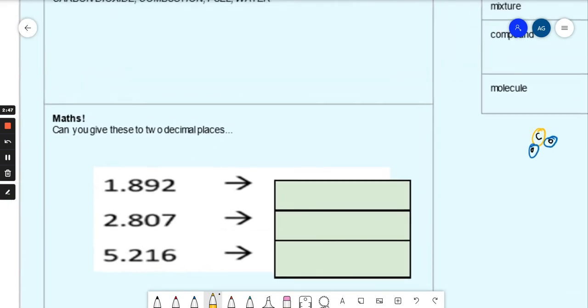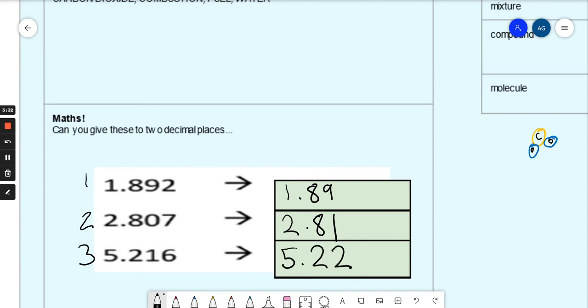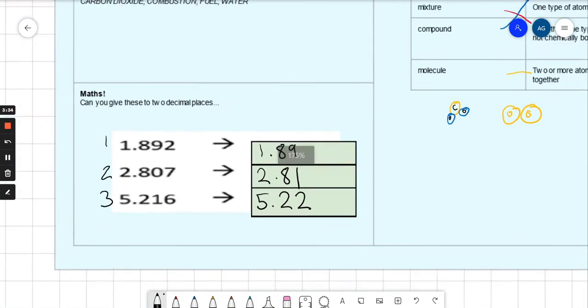And we've got a little bit of maths here. 1.892 goes to 1.89. 2.807 goes to 2.81. And 5.216 goes to 5.22. Well done if you got all of those right.